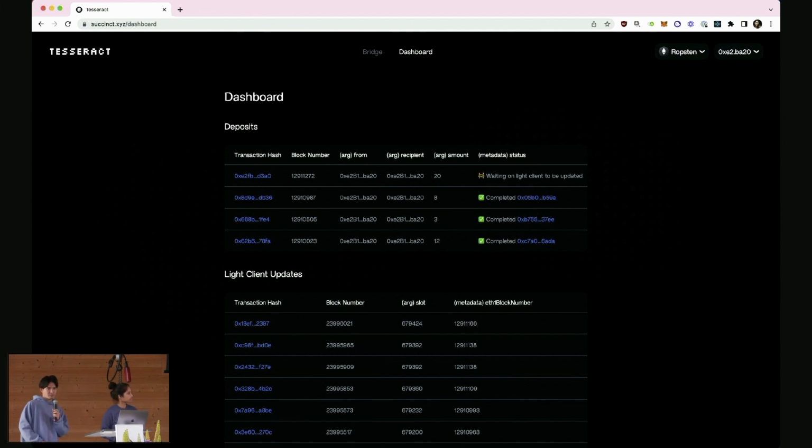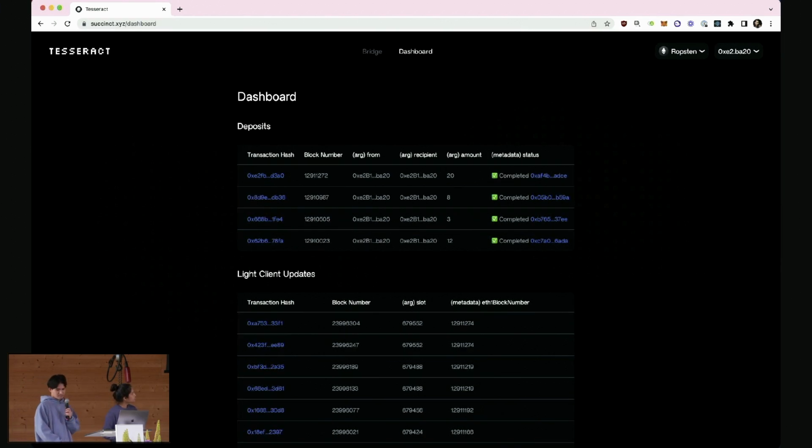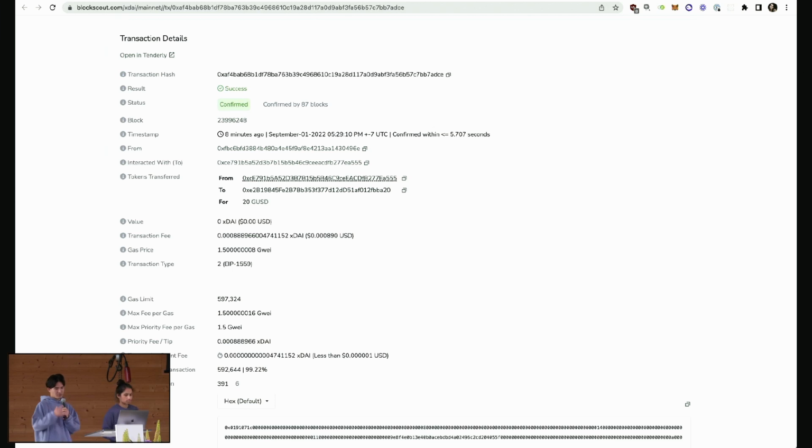And to withdraw your assets, you'll just provide a Merkle proof, proving that your deposit is validly represented in the ETH state root. And after that, you'll have your assets. And yeah, you can go play around with it.